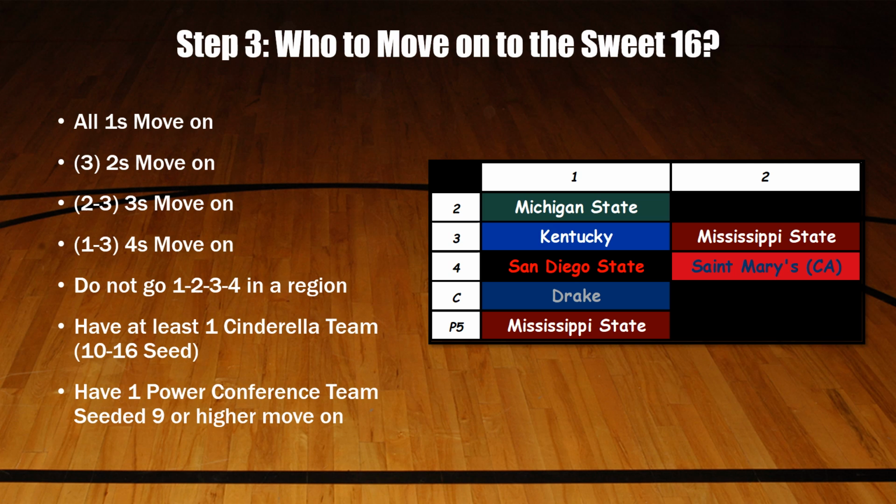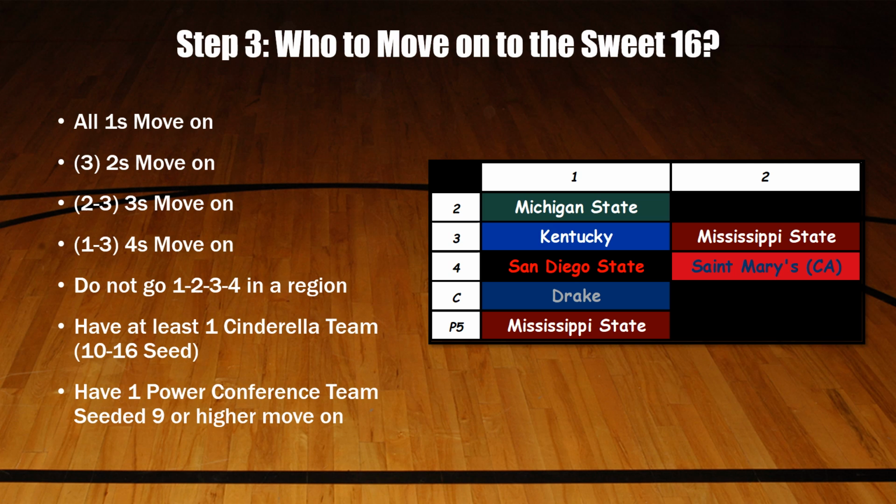Next, we have 1 to 3 fours moving on. In this instance, we only have 2, as San Diego State will be moving on based on having a better net rating than Virginia, who was a 4 seed, and we also had St. Mary's pulling off the upset versus UConn based on 2 things: having the closest rating differential, and also the next bullet, which we pointed out, that we cannot have a 1, 2, 3, 4 in a region.